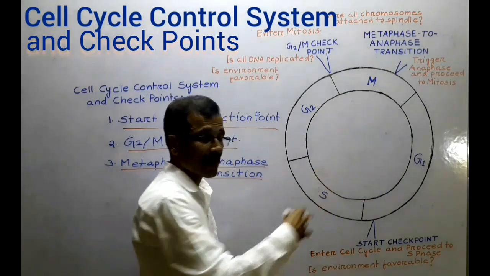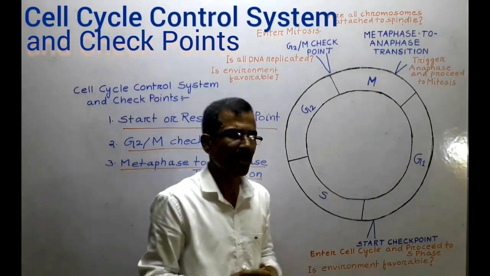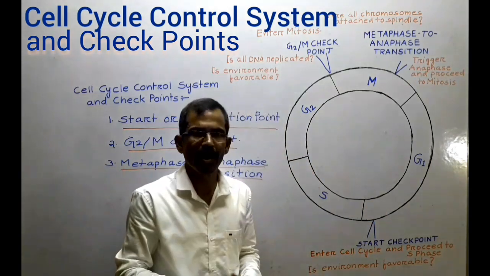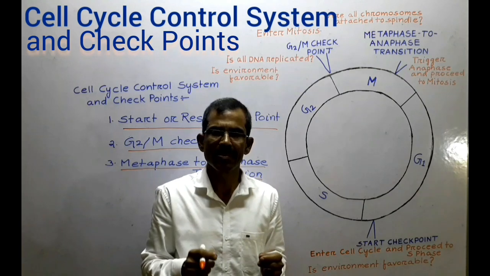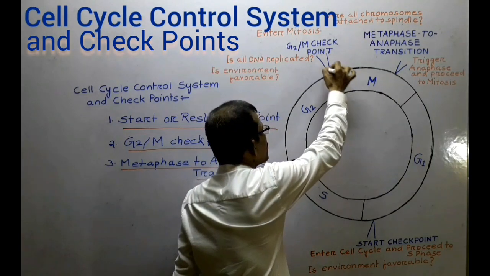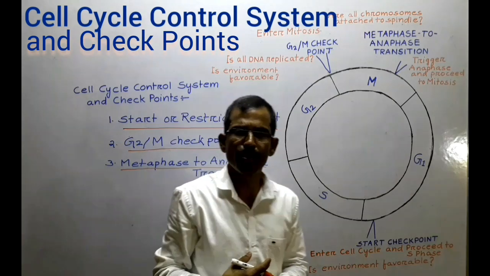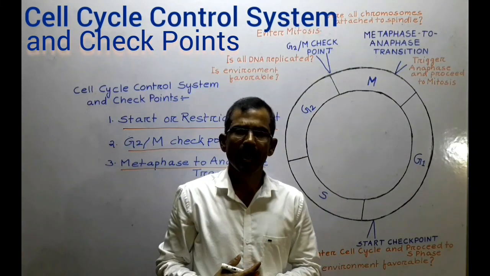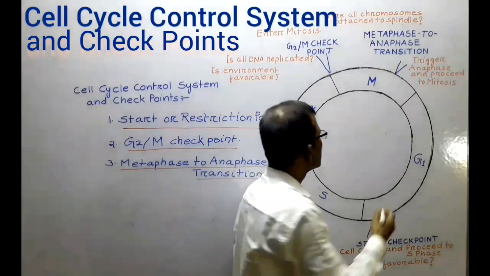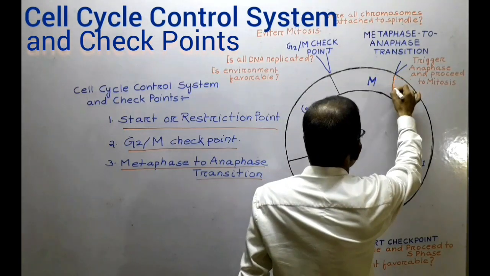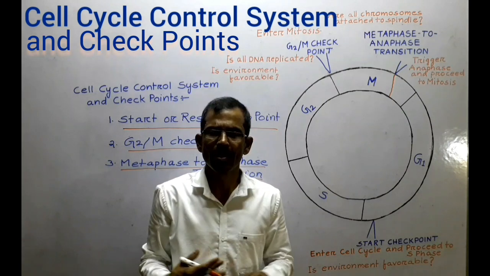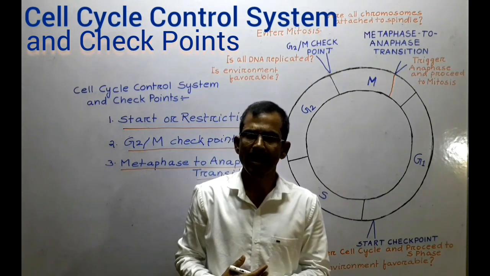This figure shows the different checkpoints that are part of the cell cycle. One is the start checkpoint, which is also known as restriction point, where the cell commits to cell cycle entry and chromosome duplication. The second checkpoint is the G2M checkpoint, where the control system triggers pre-mitotic events leading to alignment of chromosomes on the spindle in metaphase. And the third checkpoint is the metaphase to anaphase transition, where the control system stimulates sister chromatid separation leading to the completion of mitosis and cytokinesis.